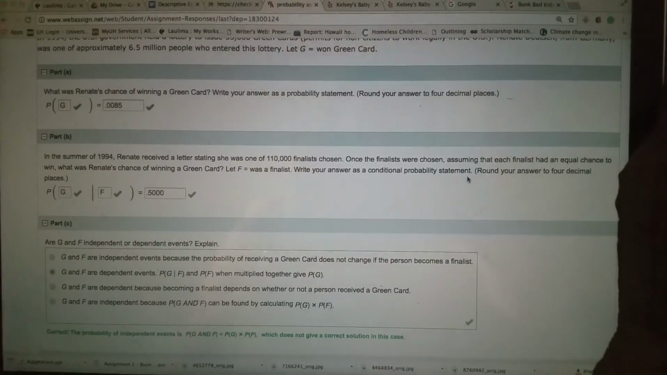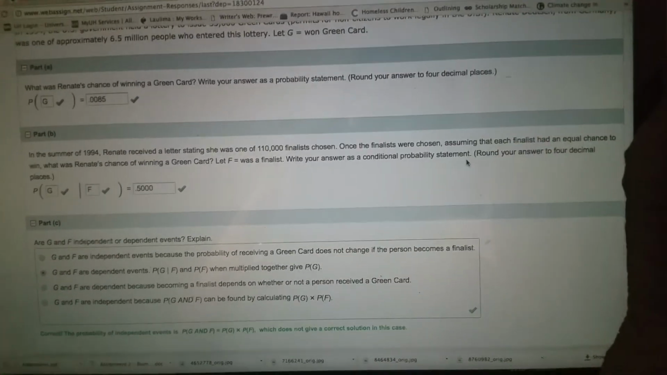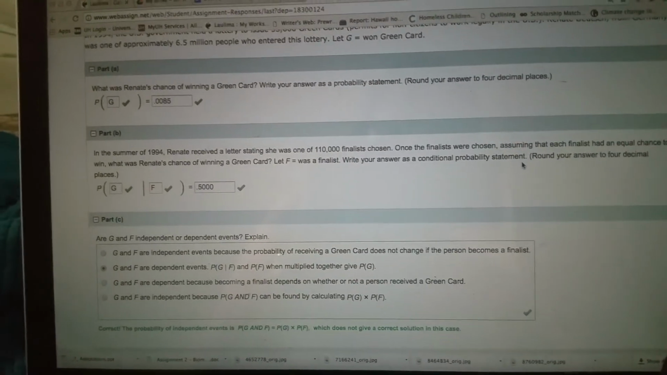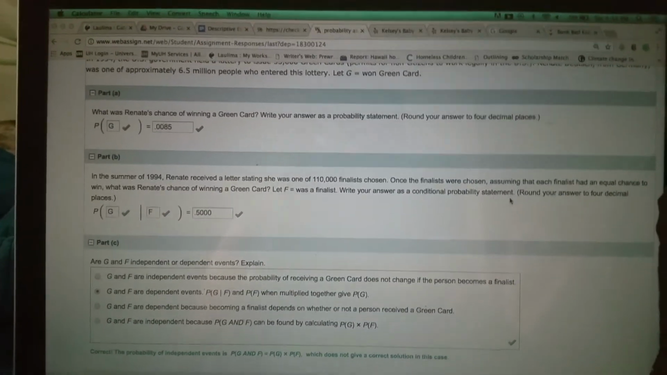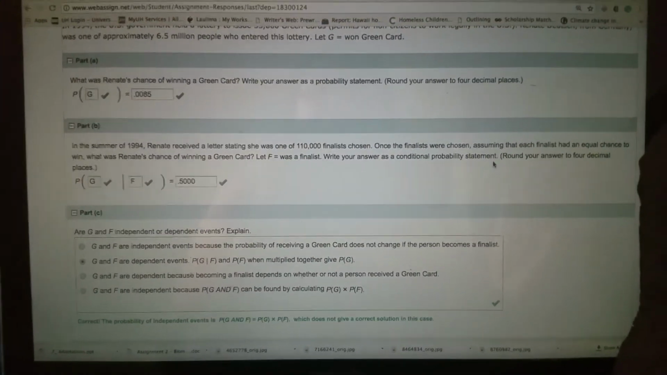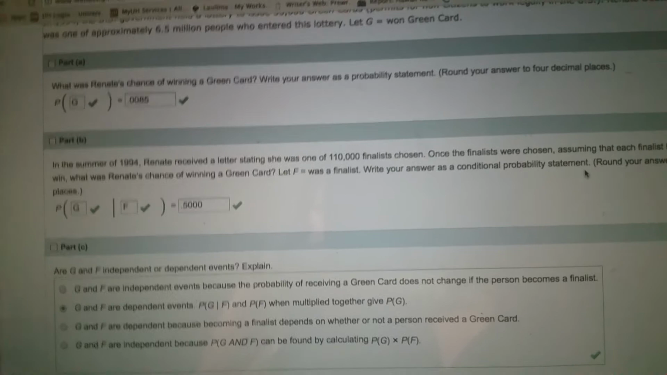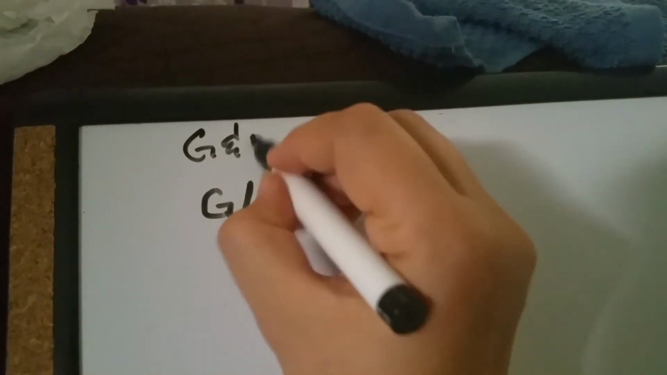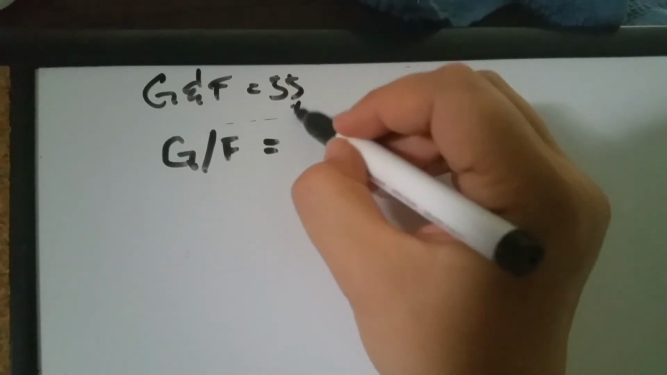Okay, so F is not the winner. It is just that they were a finalist. So we want to know what are the chances of getting a green card if you were a finalist. How many green cards are there? And if you got a green card, were you a finalist? Were you both? There are only 55,000 who were able to have a green card, and you had to have been a finalist. So we're going to say that G and F equals 55,000.